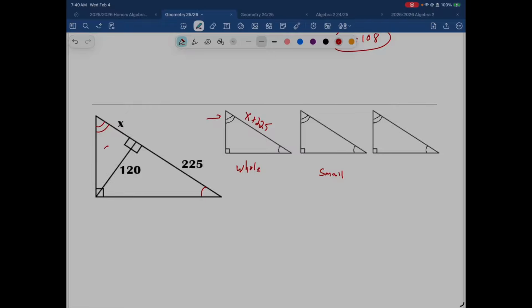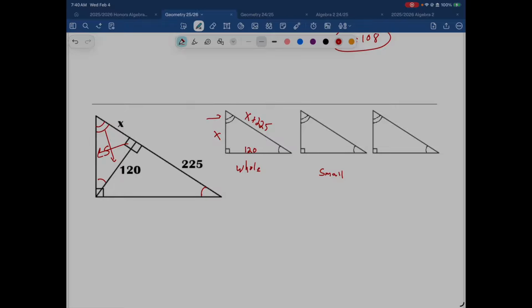So now we're going to look at our small one. So I'm going to label this S, just with a small. And again, I notice opposite the 90, I can't put anything. There's nothing there. Opposite the 2 is 120. So that makes this side 120. Now, the only other side that we have in this triangle is X. So that has to go right there. And again, I could put a 1 there if we needed to, but I just look at it as it's the only side that doesn't have anything.